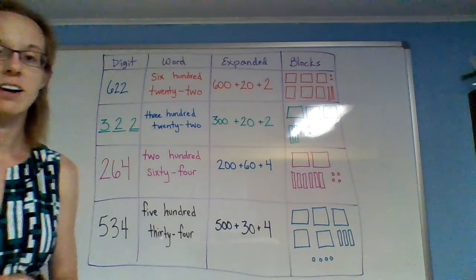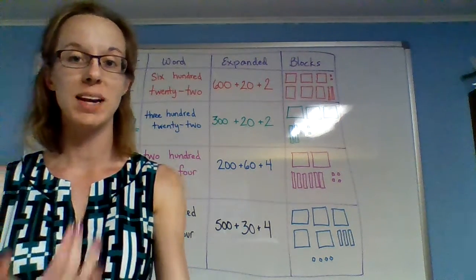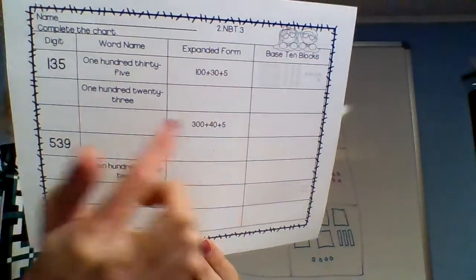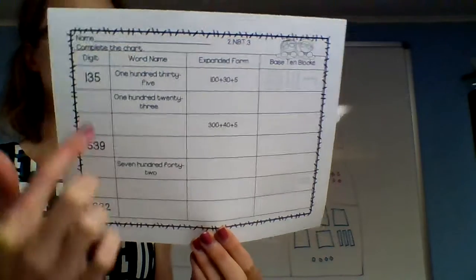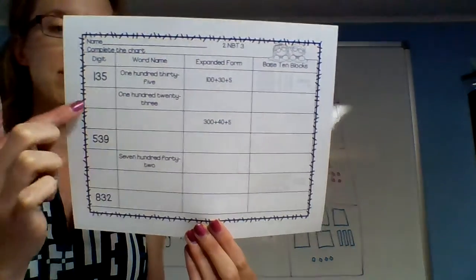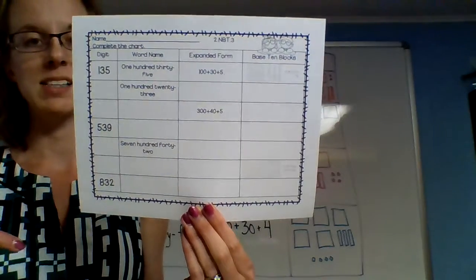On your sheet today, or in your packet, you're going to do exactly what I just demonstrated on the board. So you have a sheet that looks like this. In each row, there's at least one column filled in. The first row is an example of what you're going to do, just like I just did on the board. And you're going to work to fill in the other boxes in that row with the different ways to represent that number.